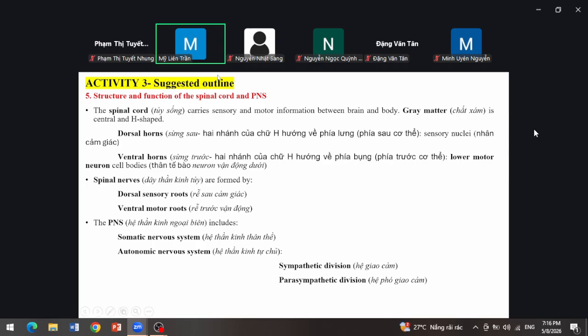The PNS or peripheral nervous system includes the somatic nervous system, SNS, or autonomic nervous system, ANS. And the two subdivisions of the ANS is sympathetic division, hệ giao cảm, một thần kinh giao cảm, hoặc là parasympathetic division, hệ thần kinh phối giao cảm.